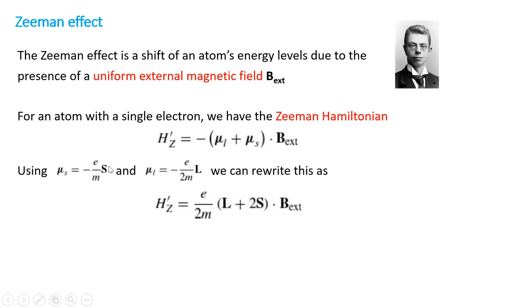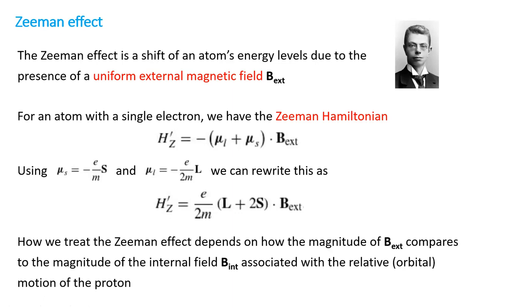If we substitute in for mu L as minus e over 2m times L, we get the e over 2m times L, and then we get plus, since we're dividing by two out here, we have to multiply the spin by two. So you can verify that this expression becomes this expression when we substitute in these two relationships between the dipole moments and the spin angular momenta. Okay, so that's what we call the Zeeman Hamiltonian, the interaction between the electron and the external field.